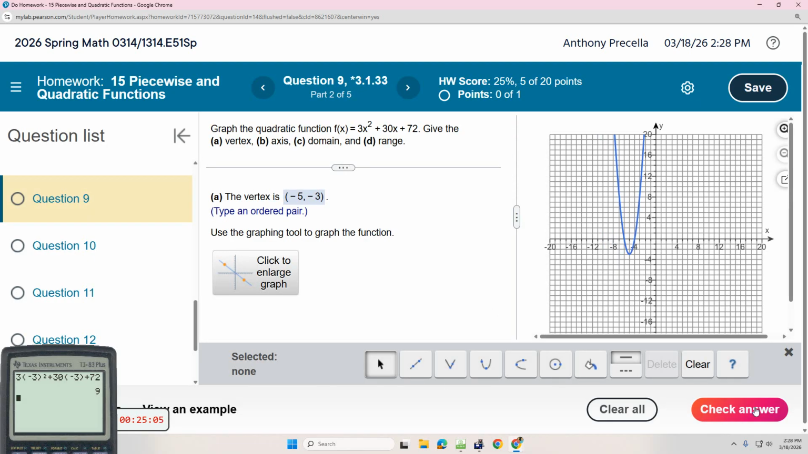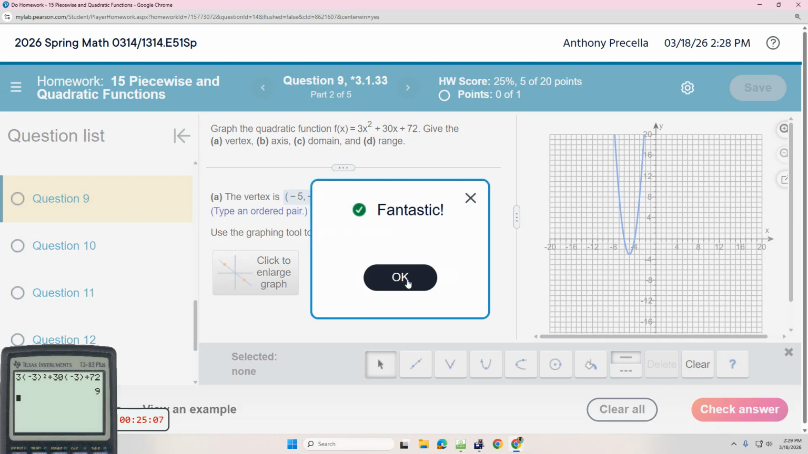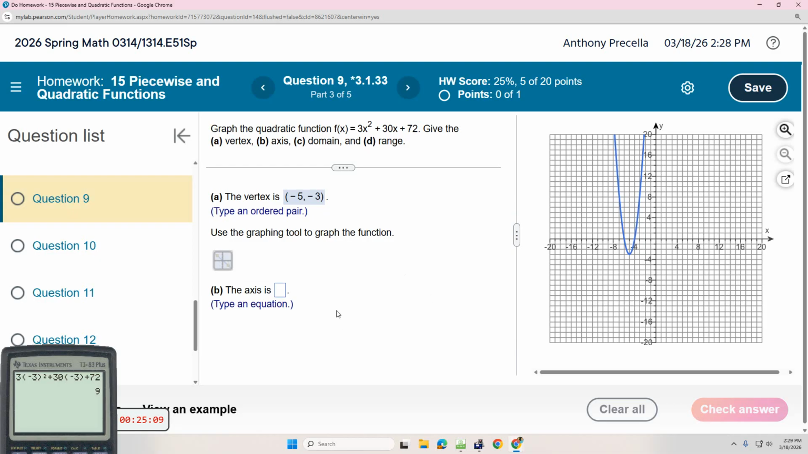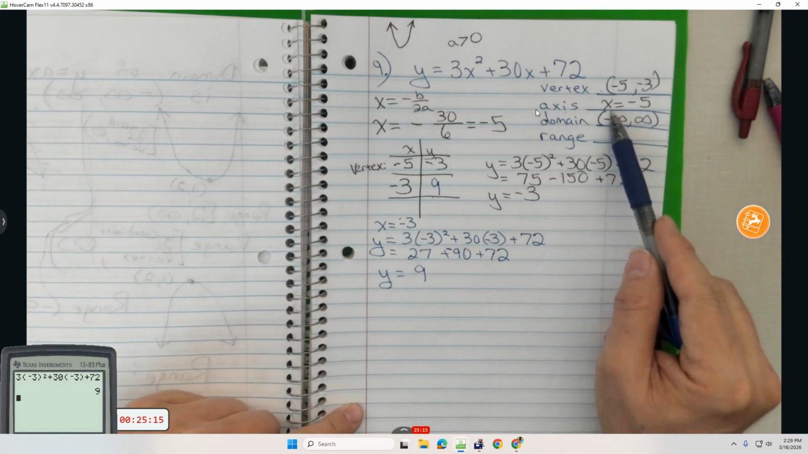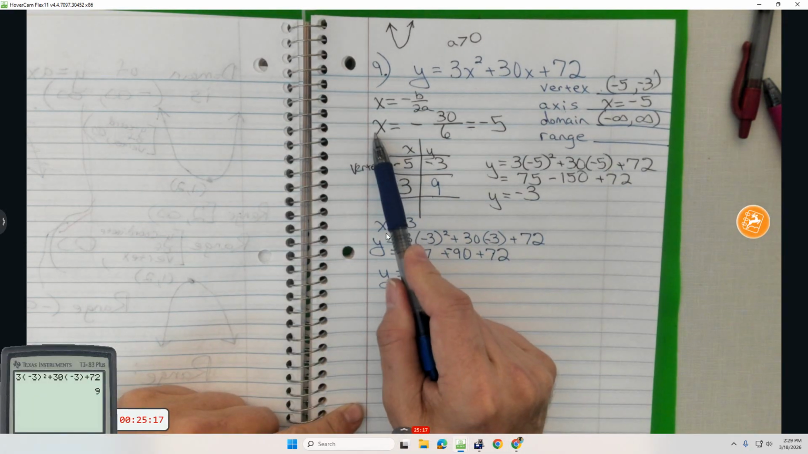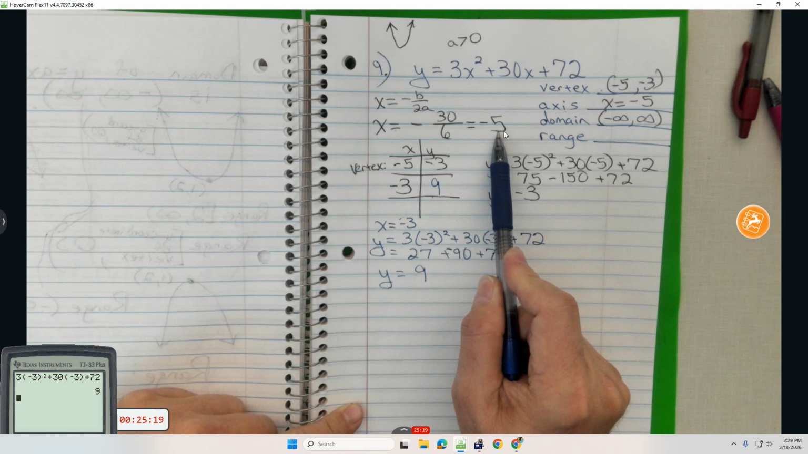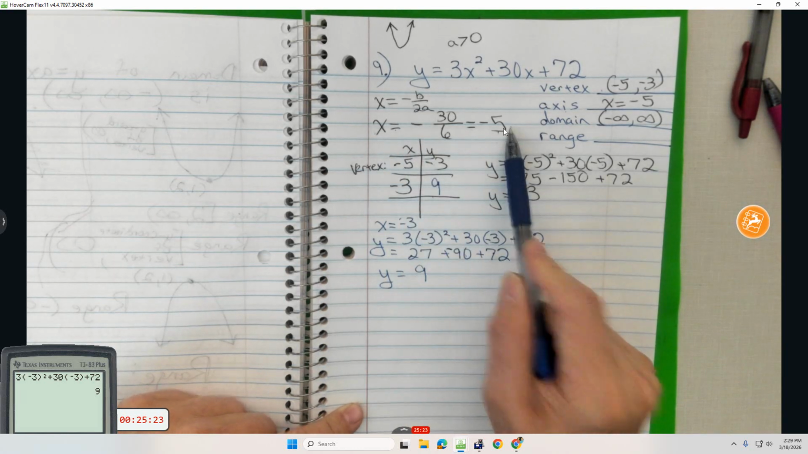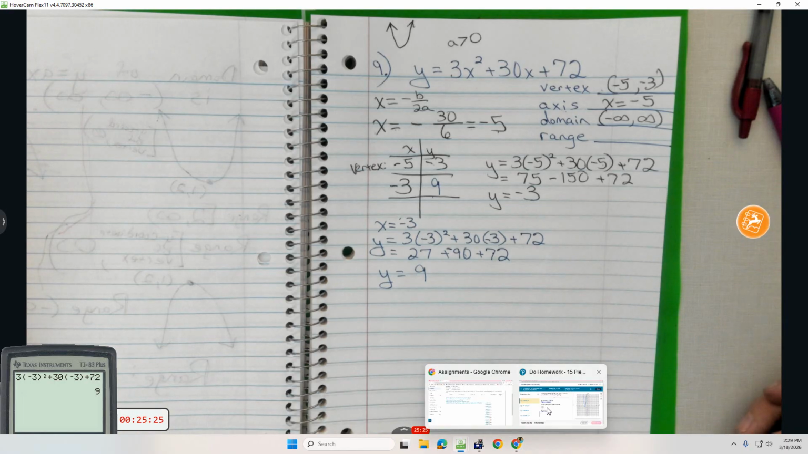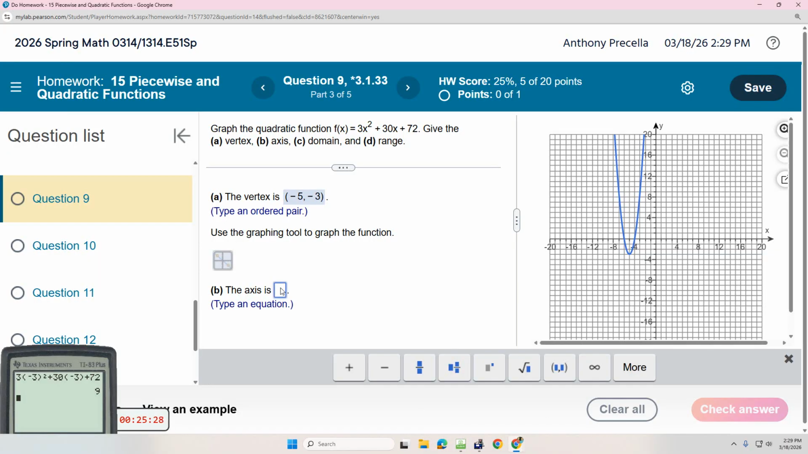And we're still not through. Now we got to type in, okay, they want the axis. That little vertex formula is the axis formula. X equals, that means it's a vertical line, -5. So type in x equals -5.